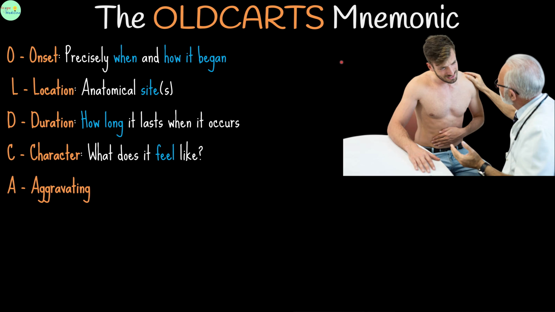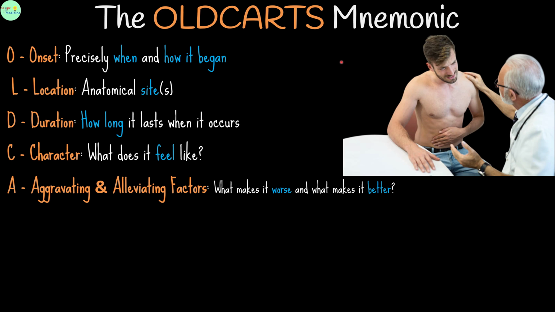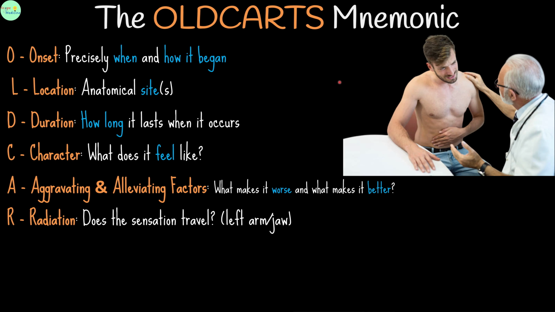A is for aggravating and alleviating factors. What makes the symptom worse? Movement, food, stress? What makes it better? Rest, a specific medication, or a certain position. R is for radiation. Does the sensation travel? Learn classic patterns like pain radiating to the left arm or jaw in cardiac issues, or to the back in pancreatitis. T is for timing.